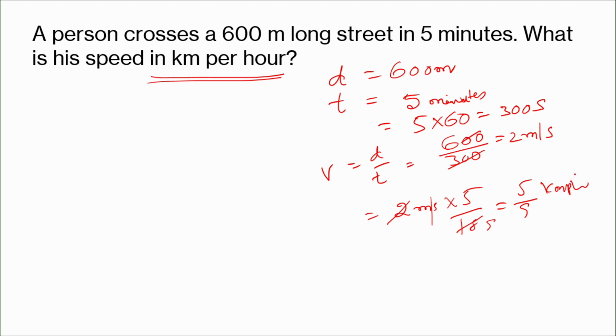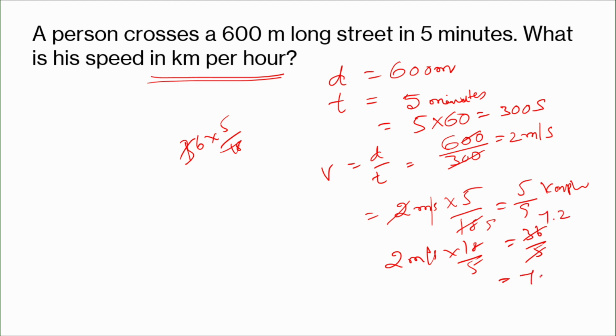Correct? So you have to change meter per second into kilometer per hour. So kilometer per hour to meter per second is multiplied by 5 by 18. Correct? Now to change kilometer per hour into meter per second, you have to change 2 meter per second as 18 by 5. That is 36 by 5. 5 sevens are 35, means 7.2 kmph. This is the answer. Clear?